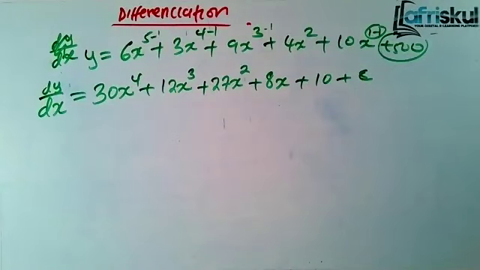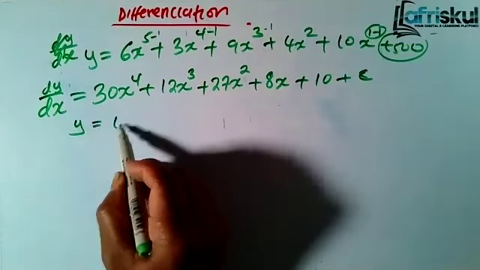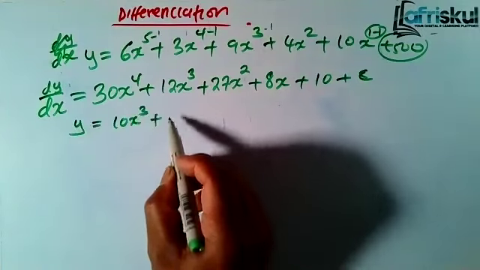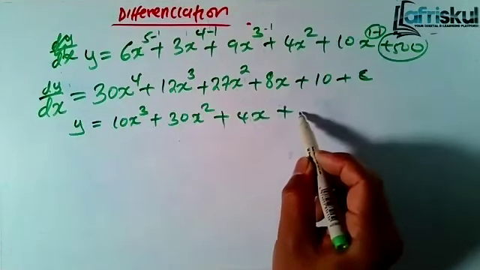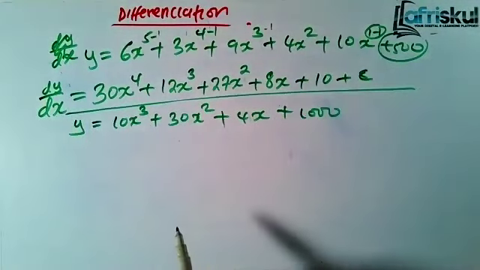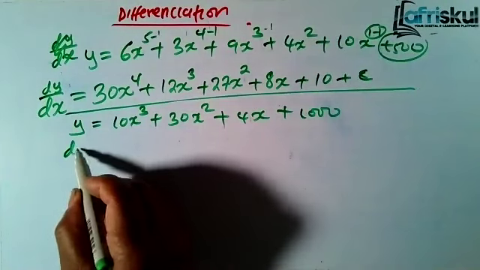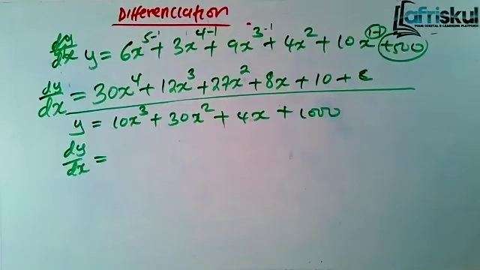So now let me show you another illustration. I want you to differentiate this: y is equal to 10x raised to power 3 plus 30x squared plus 4x plus 1000. So let's get to work. You differentiate y with respect to x.